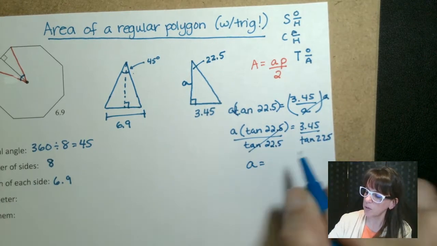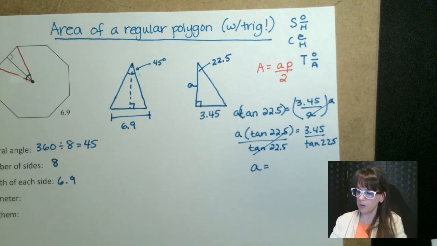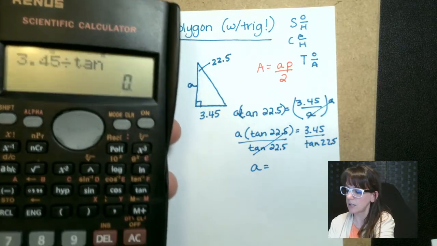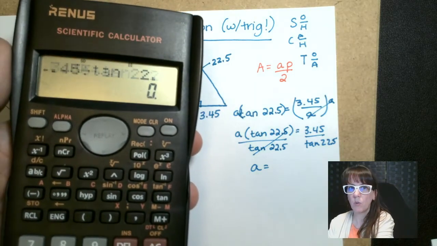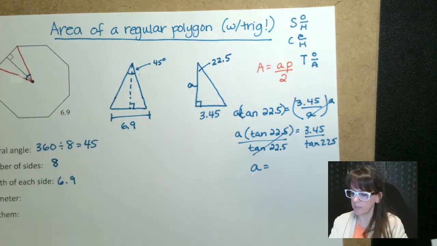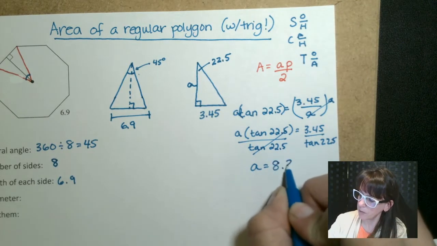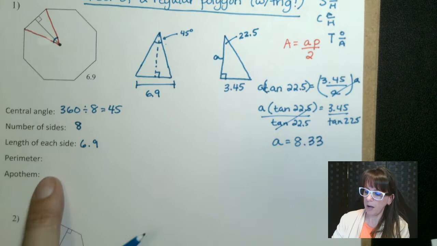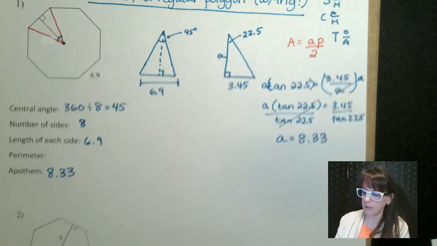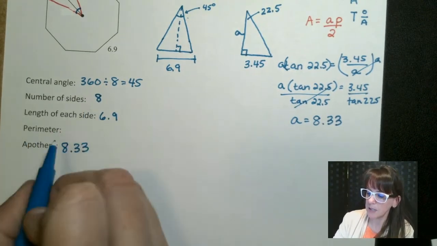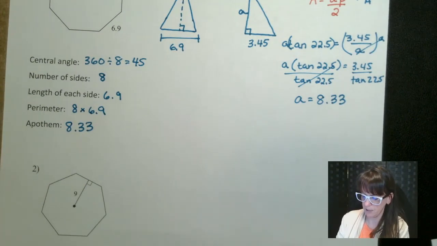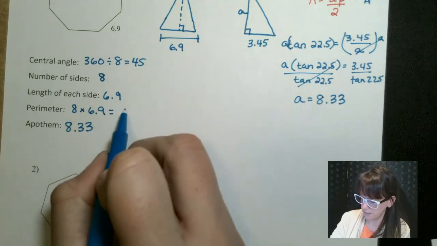And then A equals 3.45 divided by tangent 22.5. Trying to get that light out of there, sorry about that. A equals 8.33. So now we know our apothem is 8.33, because that was what our A represented. So our perimeter, remember, is the number of sides times the length of each side. So 8 times 6.9. I hate using X for times, and I've done it like 3 times now. Very annoying. So if I do that, I get 55.2.